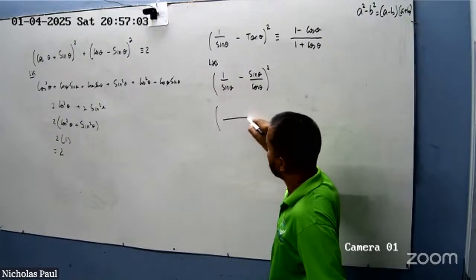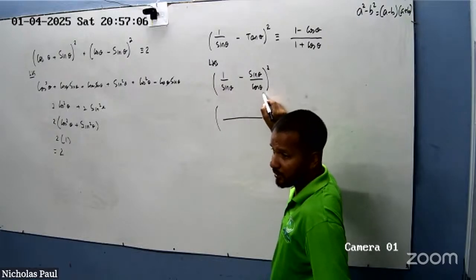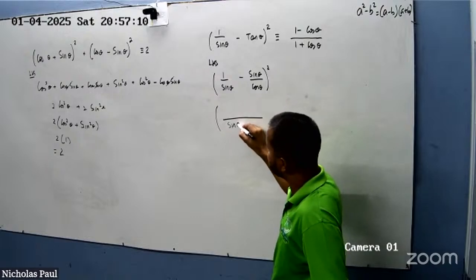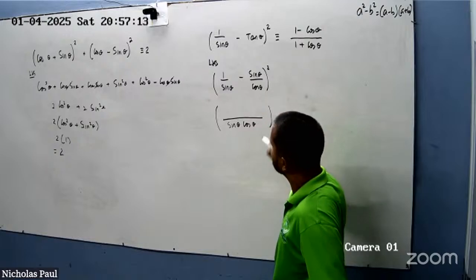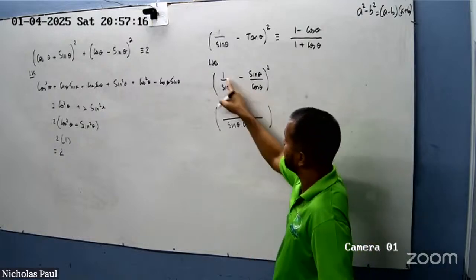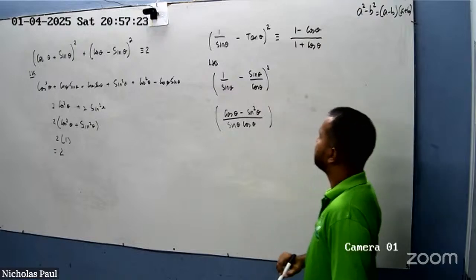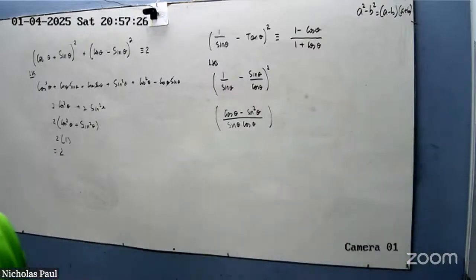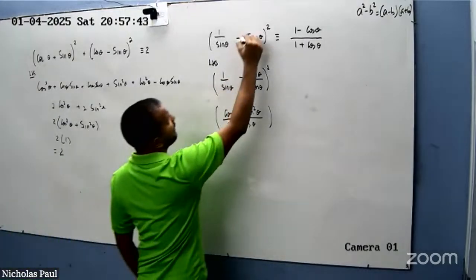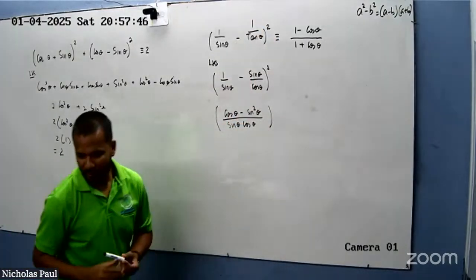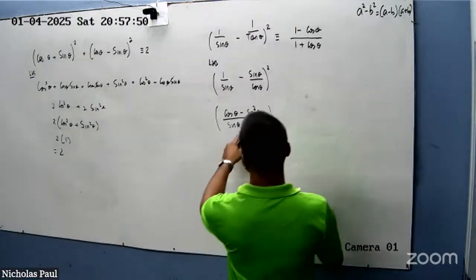What would the LCM be inside here? Sine cos, right? So the LCM will be sine theta, cos theta. And the numerator will be what? Cos theta minus sine squared theta. Let me make sure I write it down correctly. It's a hard one, one of the hardest ones. One on sine minus. Oh shucks, I wrote it badly. There's one on tan. Sorry about that.